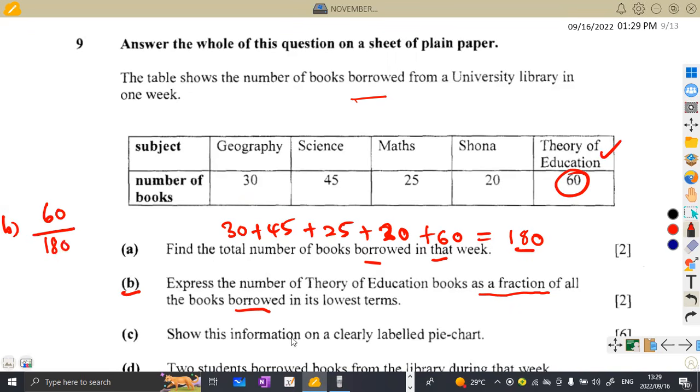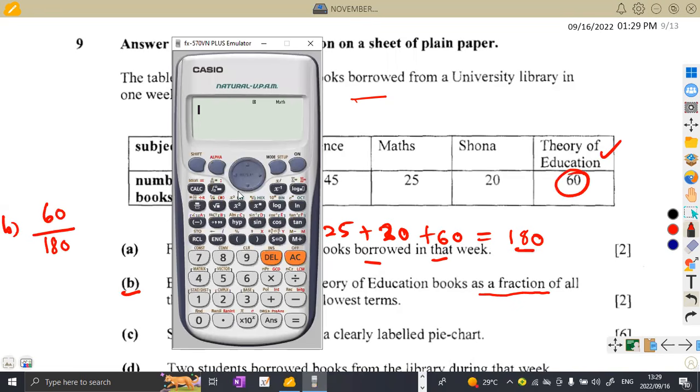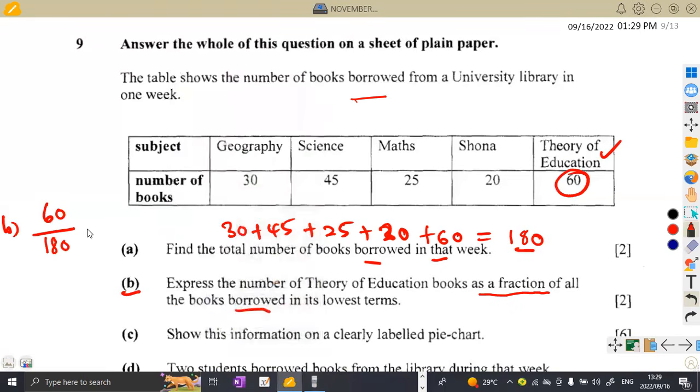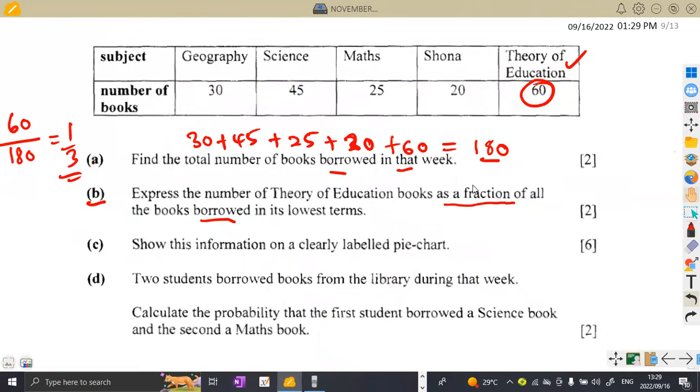You can simplify. So on your calculator, 60 over 180 is going to give us what? That's what we need. So it's 60 here over 180. So it's going to give us 1 over 3. So that's 1 over 3 here. That's as a fraction. If they said percentage, you multiply by 100, but it was a fraction, so just leave it like that. Okay, then the other part now is show this information on a clearly labeled pie chart.